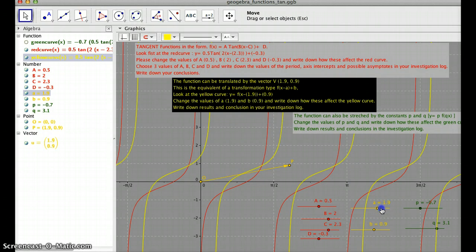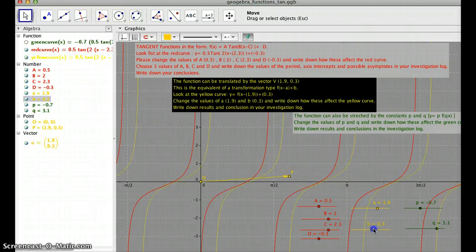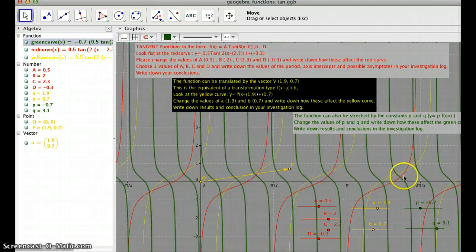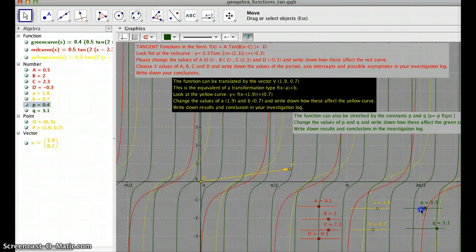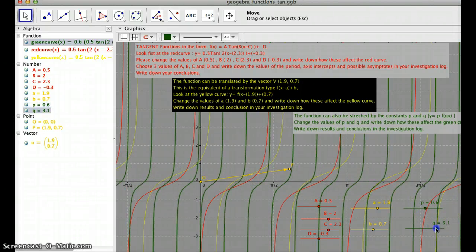Yeah, notice how this is important. Yep. Okay, and then again we can stretch the x or the y axis. So then this is P, and then this is Q.